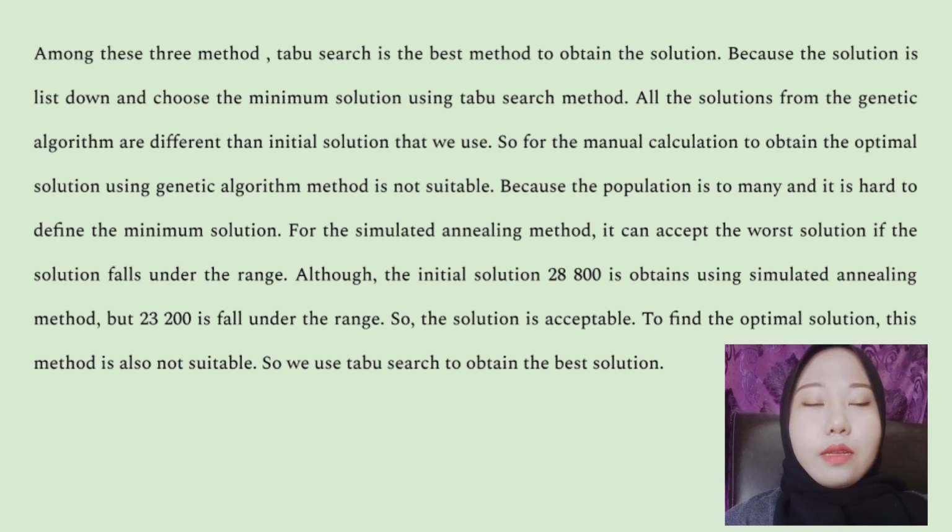For the simulated annealing method, it can accept a worse solution if the solution falls under the range. Although the initial solution of 28,800 is obtained using the simulated annealing method, 23,200 falls under the range. So the solution is acceptable. So to find the optimal solution, this method is also not suitable. So we use tabu search to obtain the best solution. Thank you.